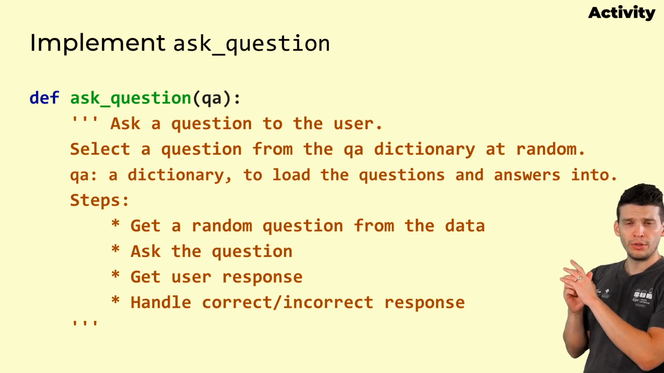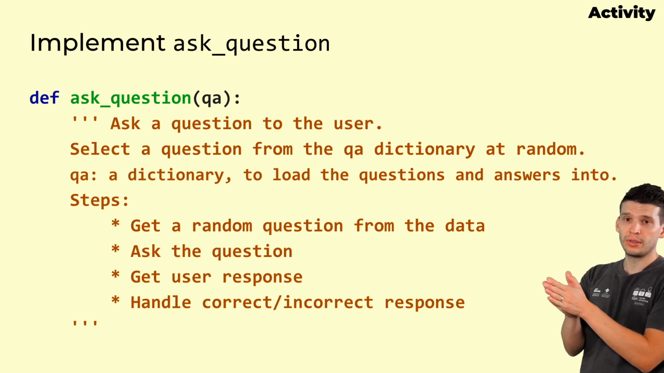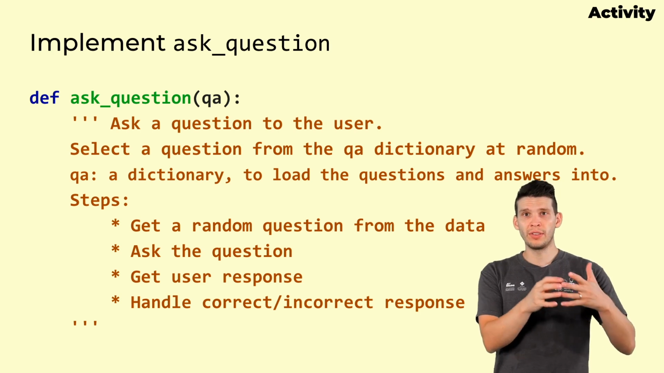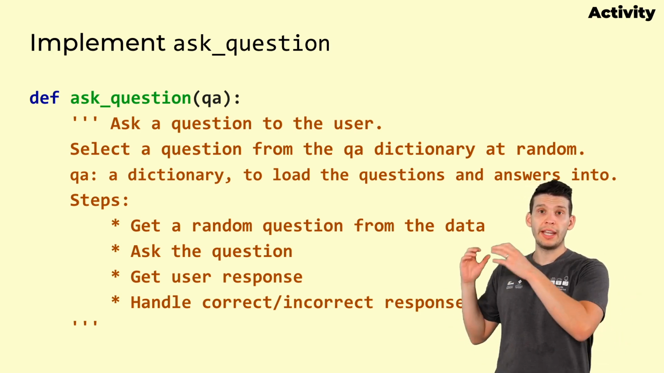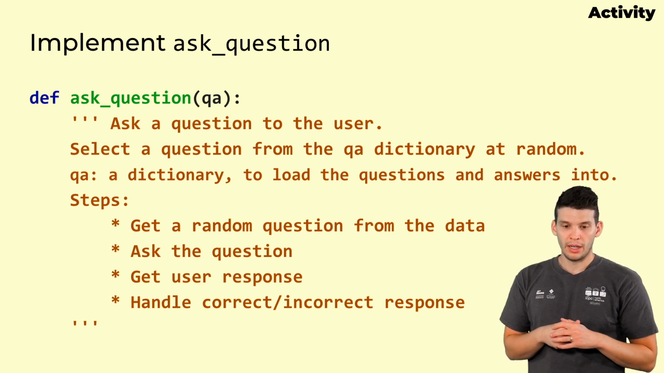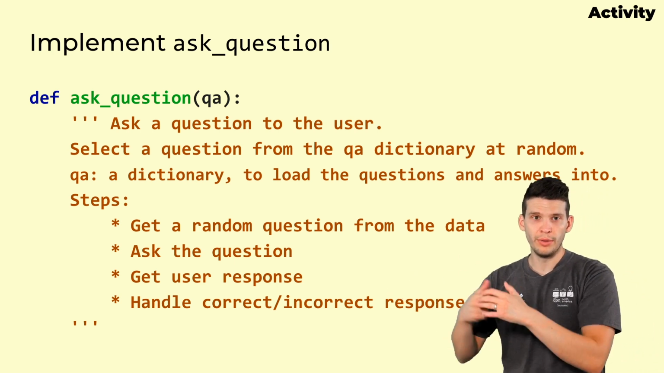And then if you got the question wrong, say, hey, that was wrong, return false. Another thing you can do in this one as well is, if a user gets a question right, maybe we should say, well, let's not ask the user that question again. So you can actually go ahead and remove that question from the dictionary. So anyway, go ahead and think, how would you implement this function?